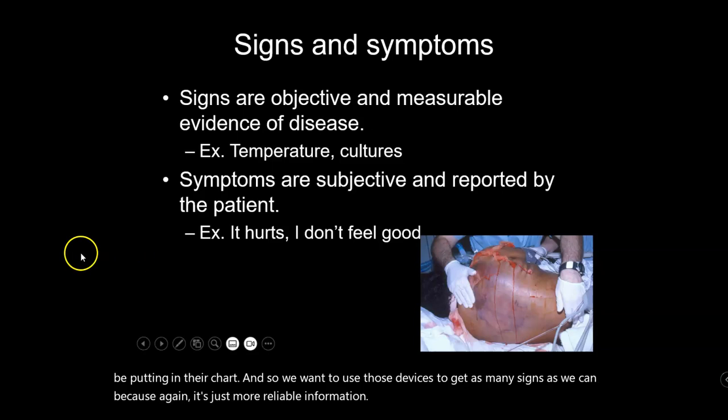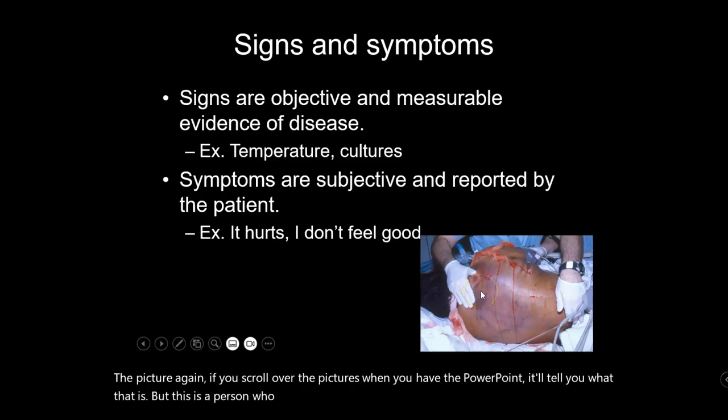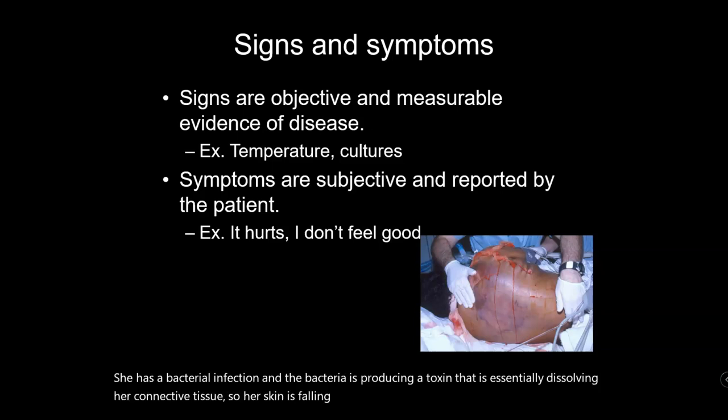The picture, again, if you scroll over the pictures, when you have the PowerPoint, it'll tell you what that is, but this is a person who has necrotizing fasciitis. She has a bacterial infection, and the bacteria is producing a toxin that is essentially dissolving her connective tissue, so her skin is falling off. We can see that on her. That is a sign that we can write in her chart.